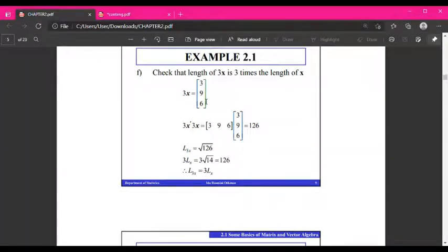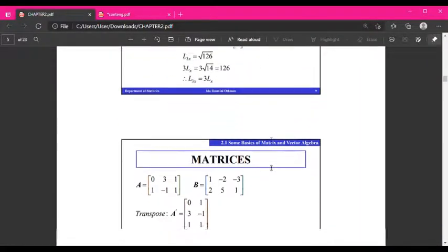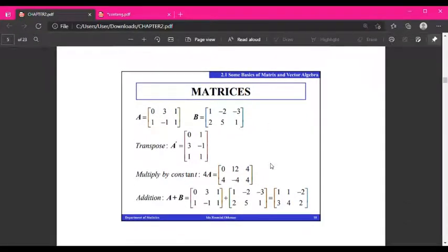So now kita carilah pula because of we know that tadi dekat A tadi dah cari matrix of 3x. So carilah length for the 3x vector, dapat 126. So the length ni adalah square root of 126, which is, kalau kita tengok sini, it is equal with the length of x multiply 3. So this is the proven vector. Alright, so that is the vectors.